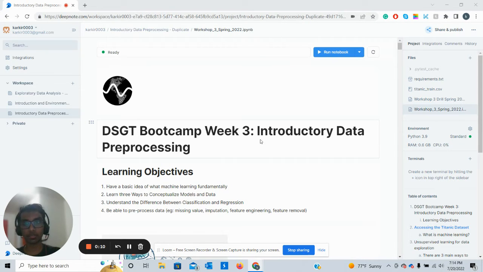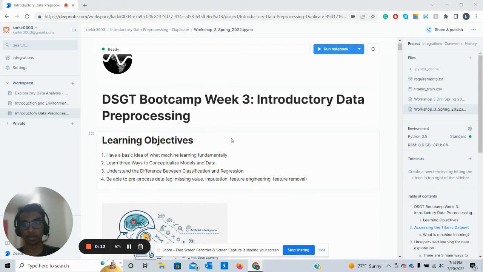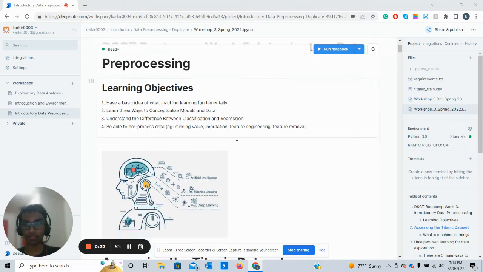Some of the learning objectives we have in this workshop are four things. One, conceptually understand machine learning. Number two, three ways to conceptualize model and data. Number three, understand the difference between classification versus regression. And number four, which is one of the most important objectives from this workshop, is being able to pre-process your data sets. So let's kick it off.